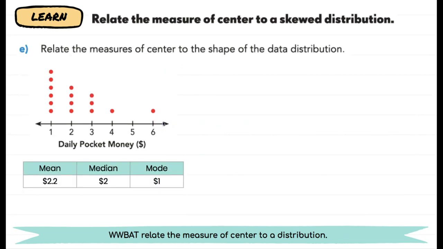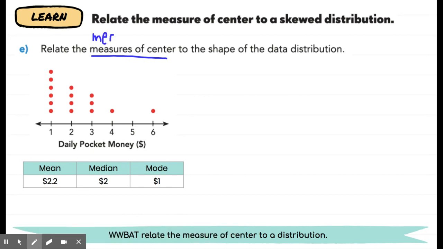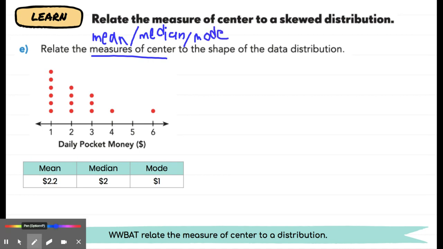Lastly, the question will ask you to relate the measure of center to the shape of data distribution. What I want you to remember is that the measures of center are just the three things that we learned: the mean, median, or mode. And the shape of data distribution is the three things that I remind you about. It's either symmetrical, right skew, or left skew.